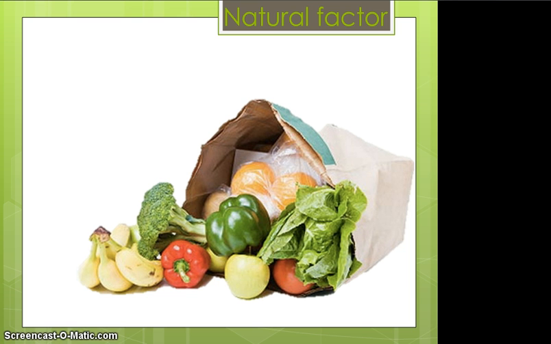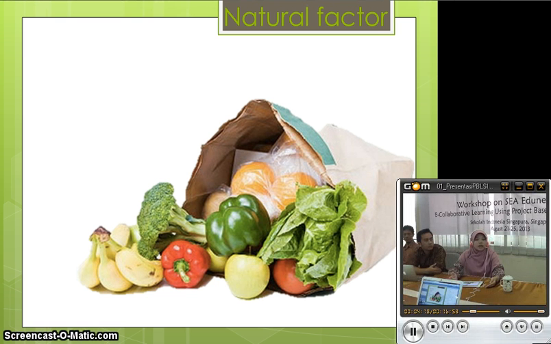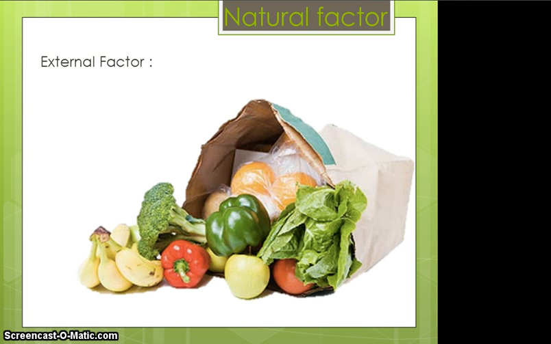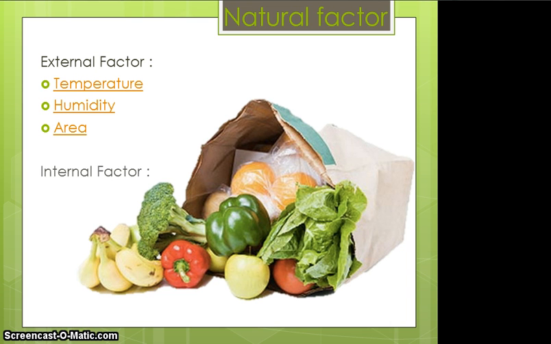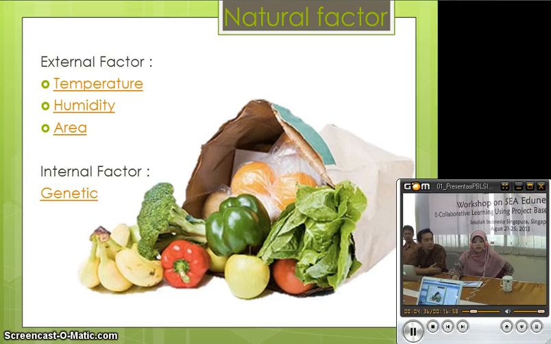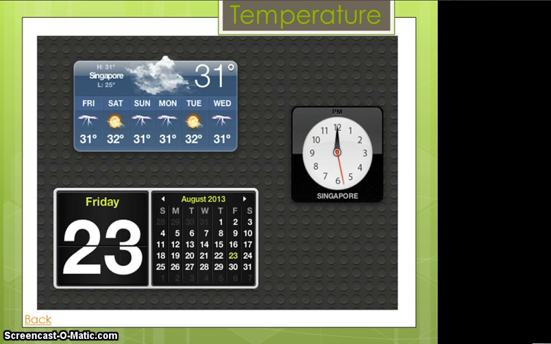In the growth and development of plants, you need external factors and internal factors. The external factors include air, oxygen, water, temperature, humidity, and then the area, the land. The internal factor you can see in the genetics. Let's see the area. Okay, let's see the temperature.